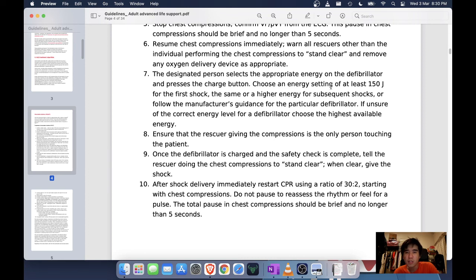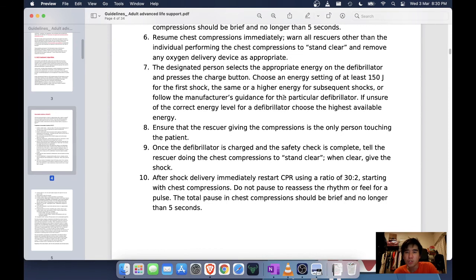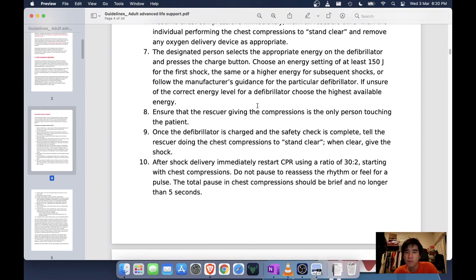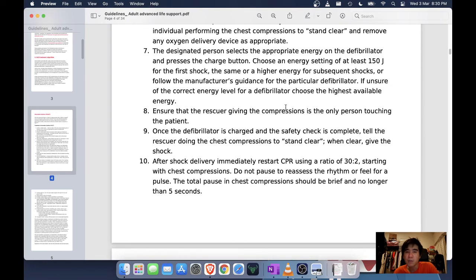Choose an energy setting of at least 150 joules for the first shock, the same or a higher energy for subsequent shocks, or follow the manufacturer's guidelines for the particular defibrillator. If unsure of the correct energy level for a defibrillator, choose the highest available energy.